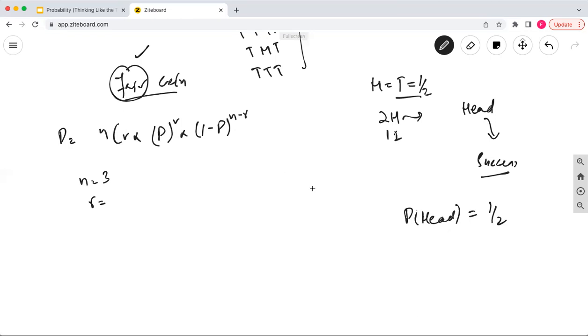Now, if I consider the head as a success, the probability of getting success, which is head, is 1/2. So I need 2 heads. That means R will be equal to 2. And N minus R will be equal to 3 minus 2, which is equal to 1. Probability of success will be equal to 1/2. And probability of failure, which is probability of tail, is also equal to 1/2.